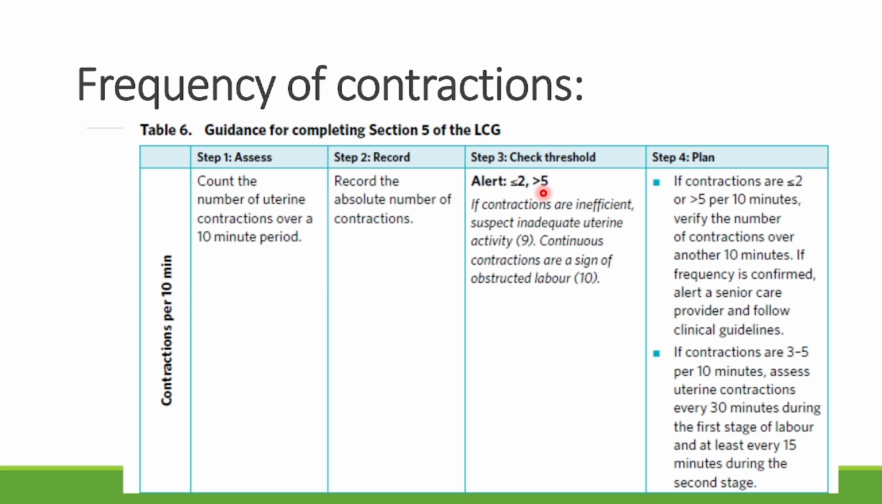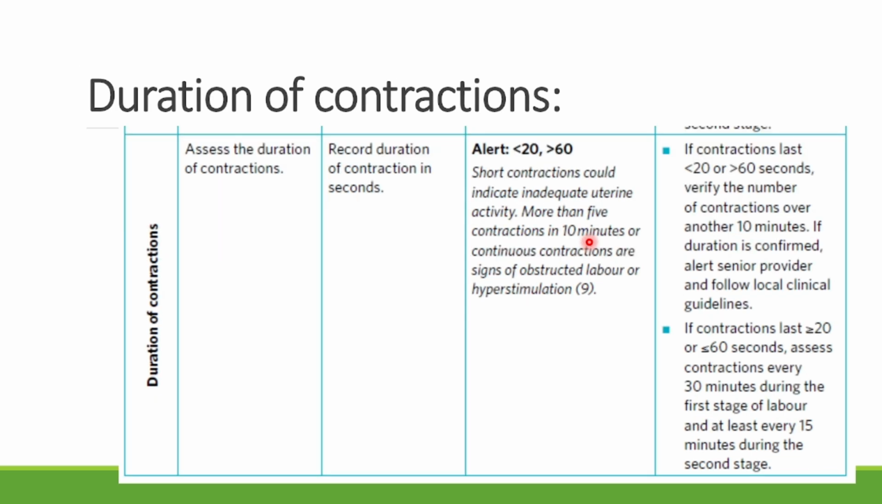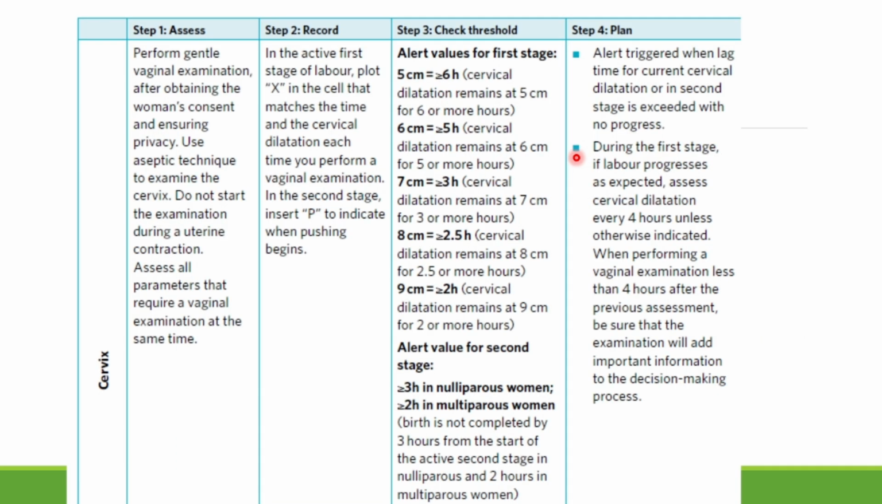Okay, the checking of contractions is every 30 minutes. What about the intensity of contraction? Less than 20, this is inefficient or inadequate, and more than 60, this is tetanic contractions. The cervix, you should check the cervical dilatation. Plot X in the cell that matches the cervical dilatation number, and here check the threshold.